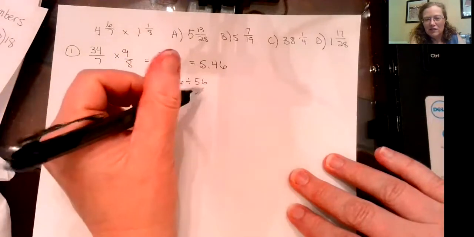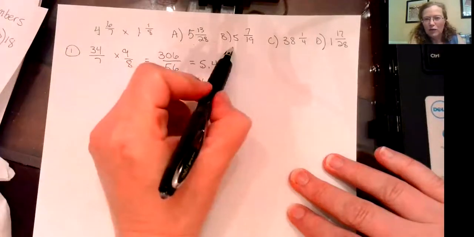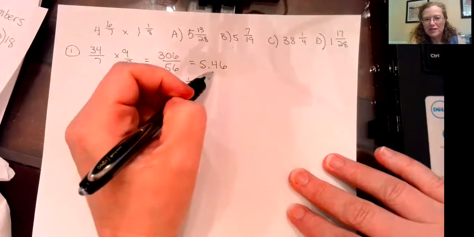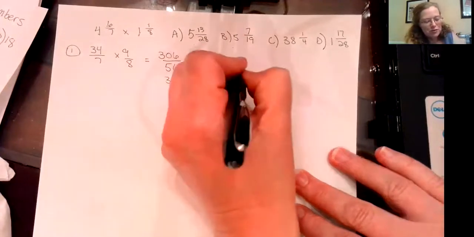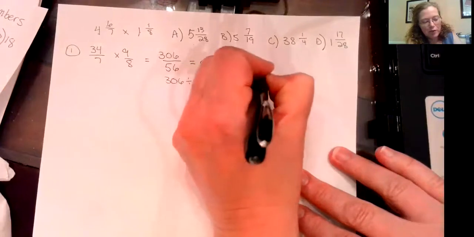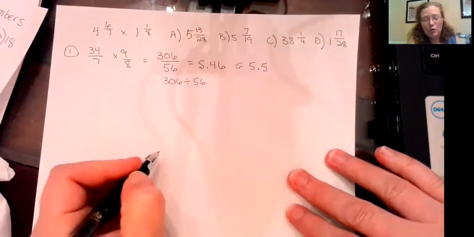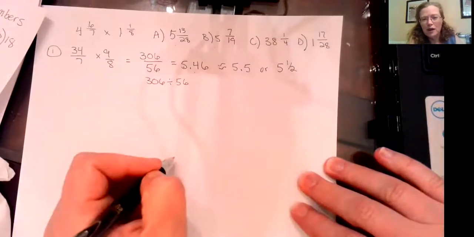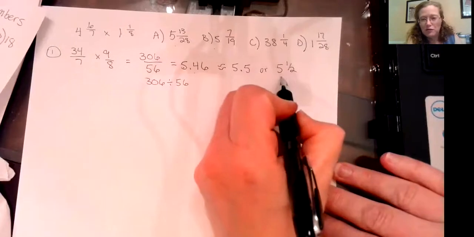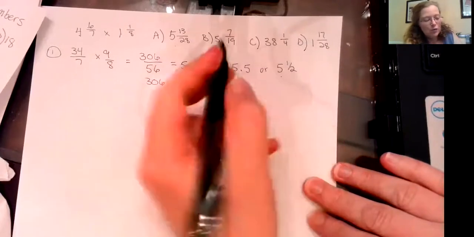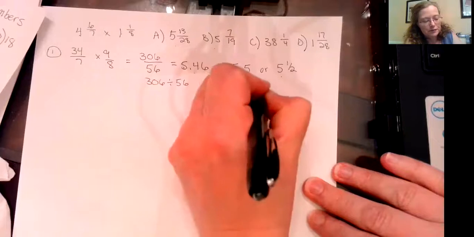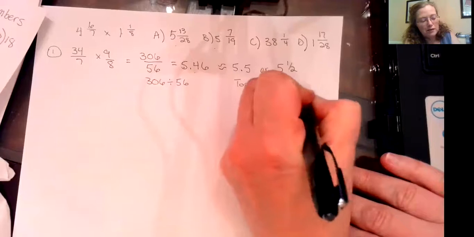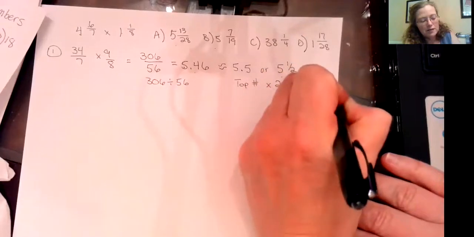Let's see, it's going to either be A or B. Why don't we take a moment and think about which one might be 0.46? 0.46, well, that's approximately the same as 5.5, right? Or 5 1/2. I'm going to be looking for an answer that starts with 5 and where the top number times 2 will be approximately the same as the bottom number.